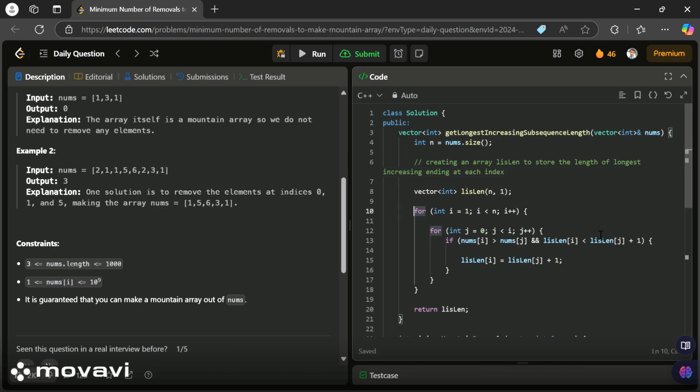2. LIS from right to left. We reverse the array and calculate the LIS again, this time from right to left. This gives us information about the decreasing slope on the right side of the potential peak.